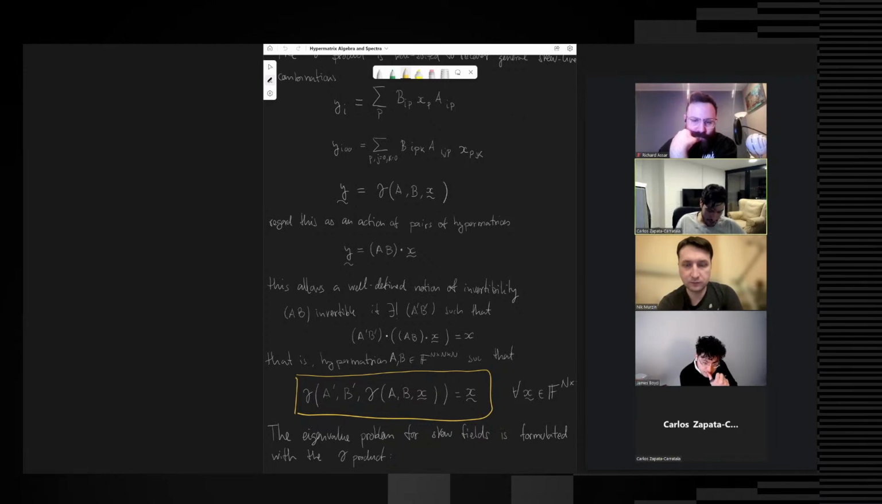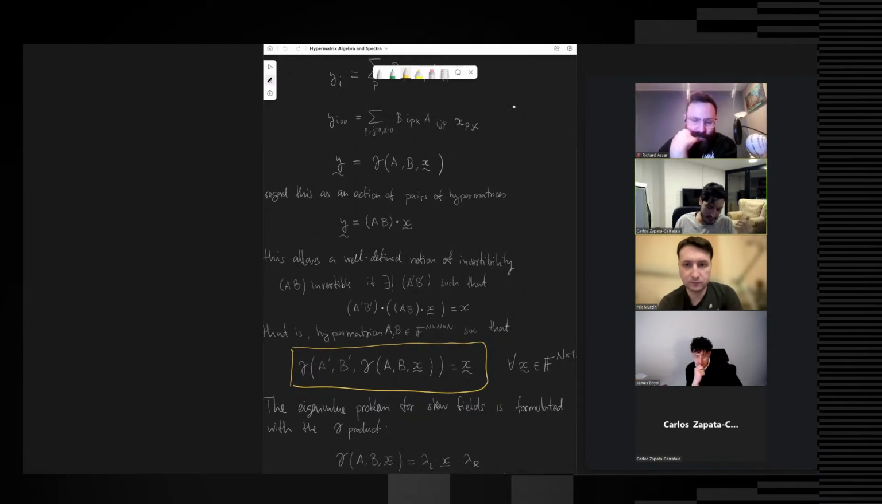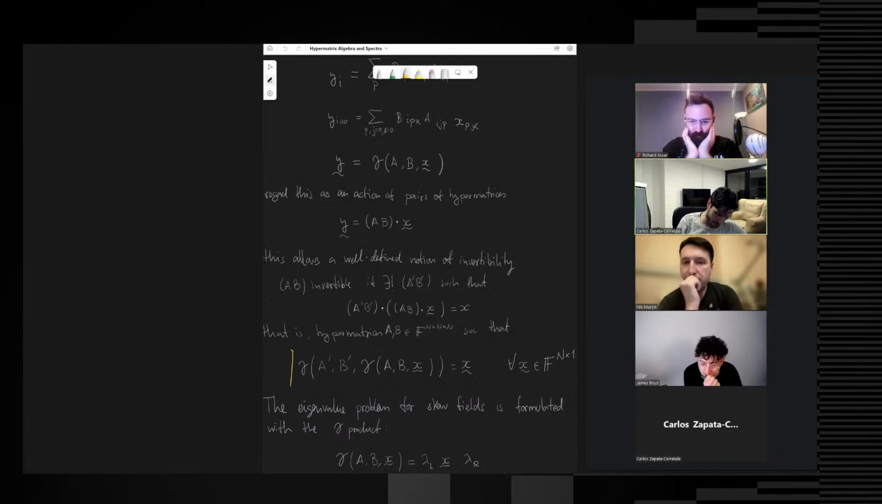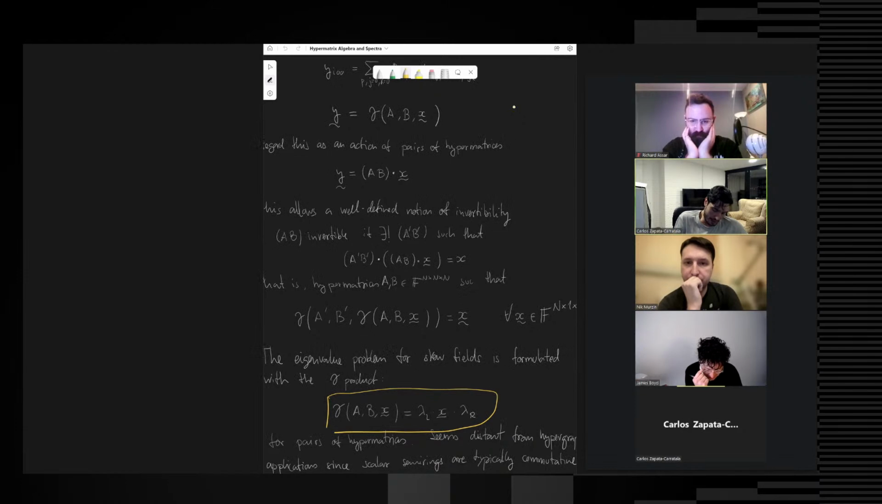Now, this is very natural because this suggests that the eigenvalue problem in skew fields is formulated with this product in this way. Because now we are regarding A and B as acting as a pair on x, there's this natural question of to what degree this is equivalent to just multiplying by a scalar. But now because we are in a skew field and we have to distinguish left and right, we write this kind of formula, with two lambdas, one for the left side and one for the right.